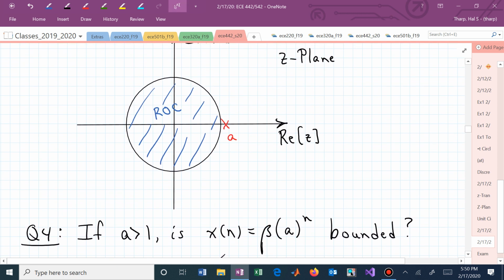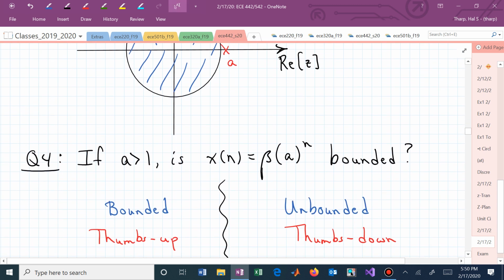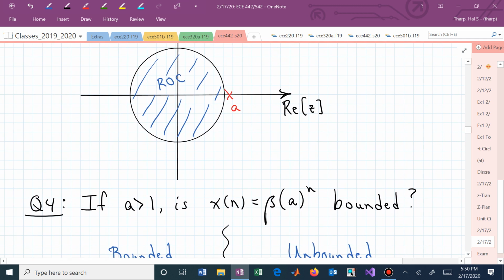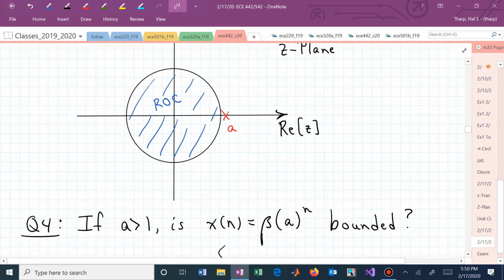A is bigger than 1, and we have this picture. Are we ready for our answer? Again, bounded is thumbs up, unbounded is thumbs down. A is bigger than 1. 1, 2, 3.